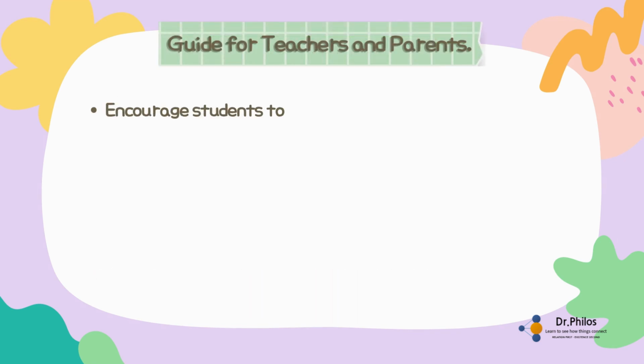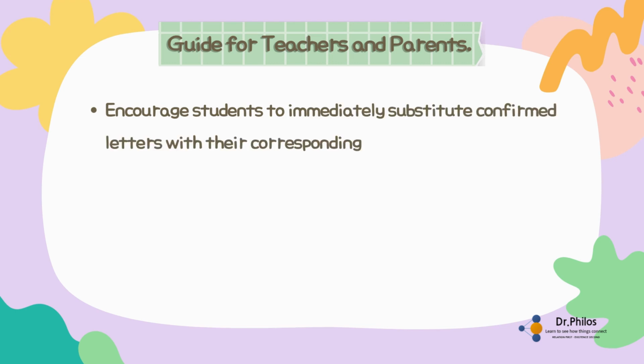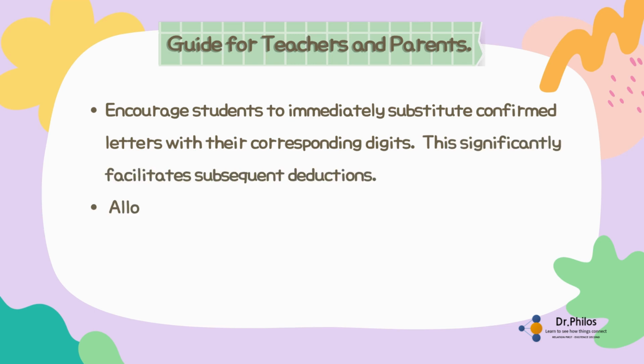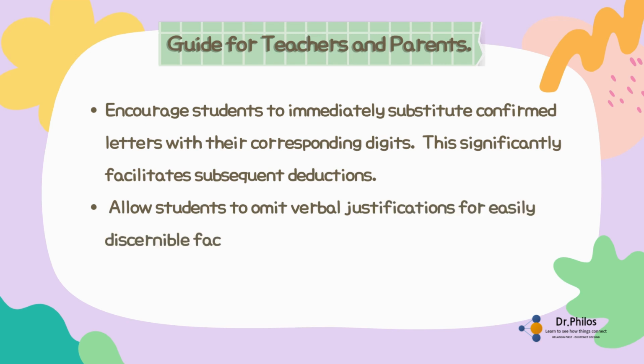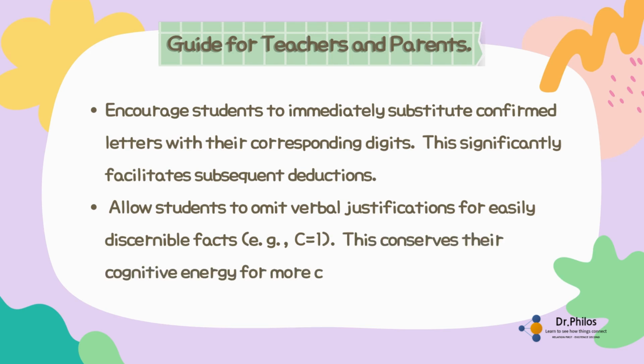Encourage students to immediately substitute confirmed letters with their corresponding digits. This significantly facilitates subsequent deductions. Allow students to omit verbal justifications for easily discernible facts. This conserves their cognitive energy for more complex core deductions.